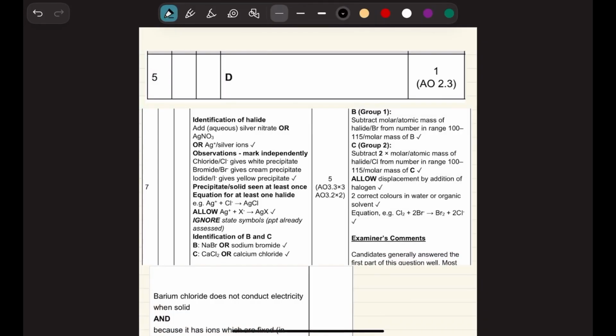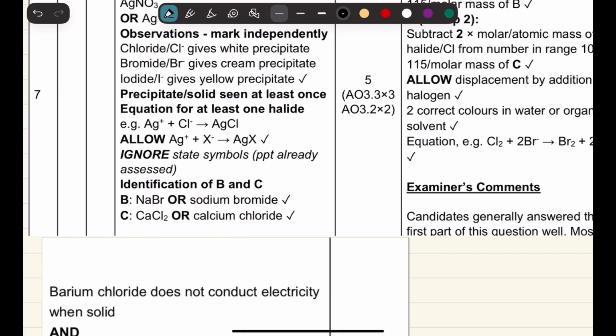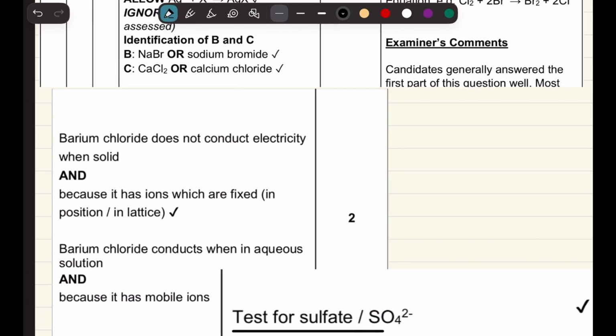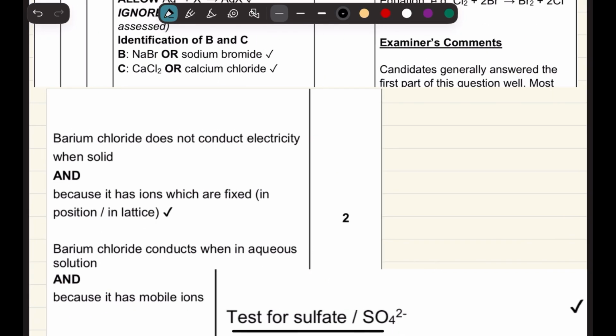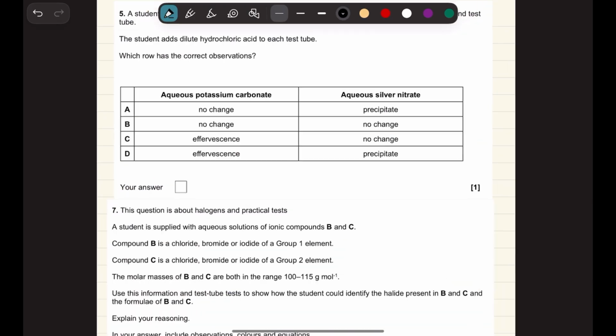Okay, I'm going to quickly show you the answers, but we're going to focus more on how we get there. So for 5D7, you can see here it's sodium bromide and calcium chloride. Here, we should know about ionic compounds in solid and aqueous solutions, and then also sulfate. Yep, cool. Let's quickly go through this.